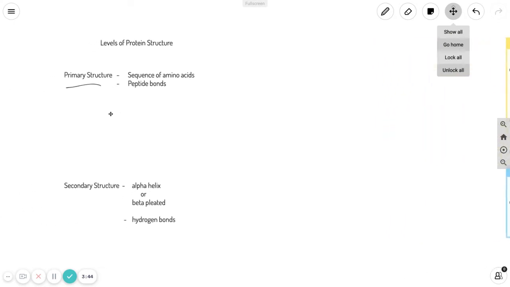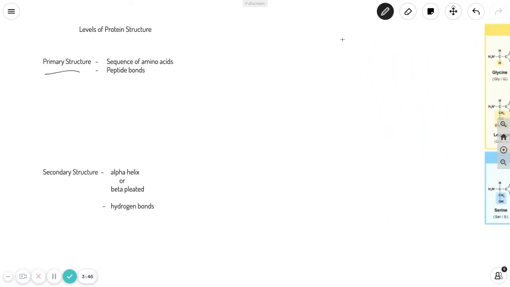So let's just quickly draw, really simple. There's an amino acid here. Join with another one, another one, another one. That's the primary structure. It's just asking what amino acids were put together and in what order did they get put together.